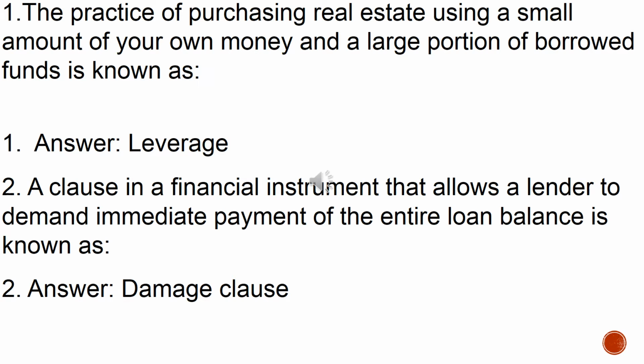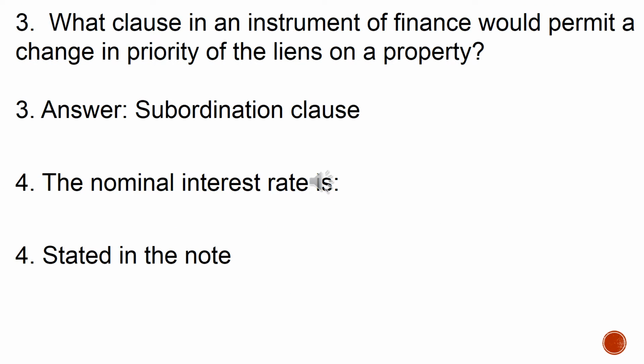Question number 2. A clause in a financial instrument that allows a lender to demand immediate payment of an entire loan balance is known as? Answer, damage clause. Question number 3. What clause in an instrument of finance would permit a change in priority of liens on a property? Answer, a subordination clause. Question number 4. The nominal interest rate is? Answer, stated in the note.